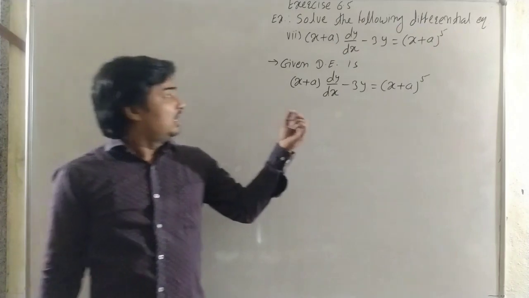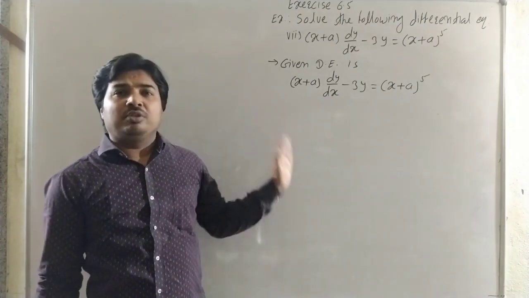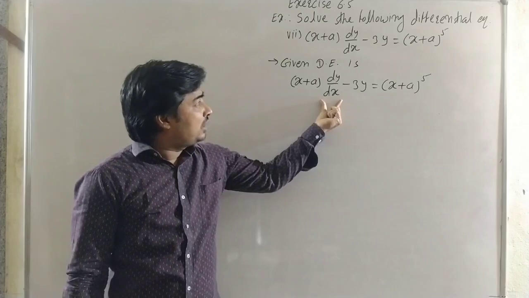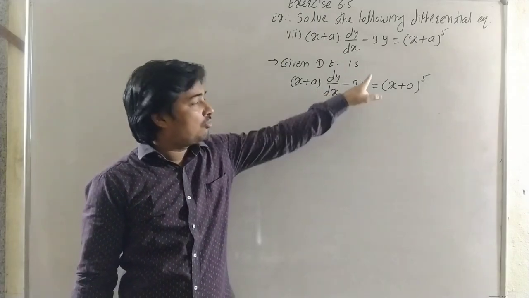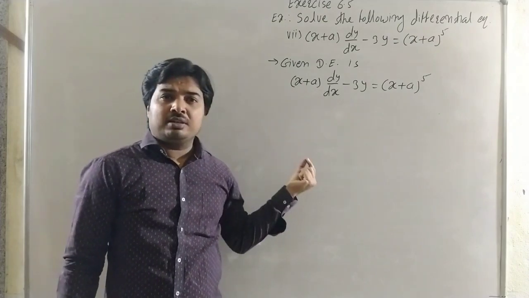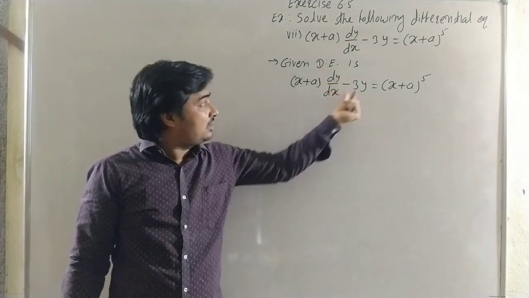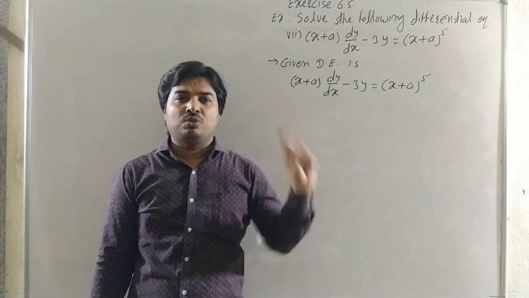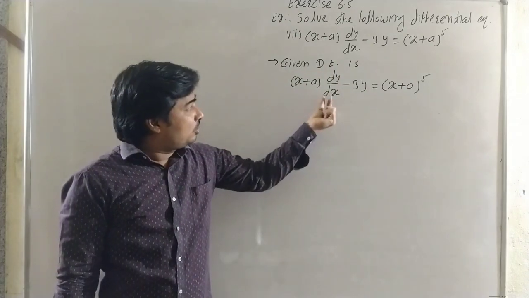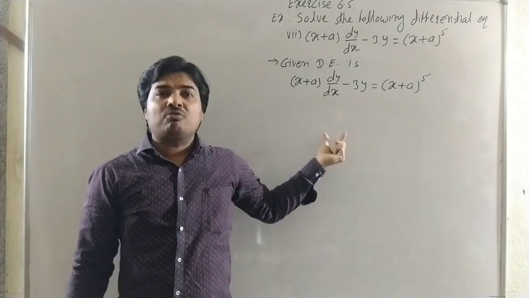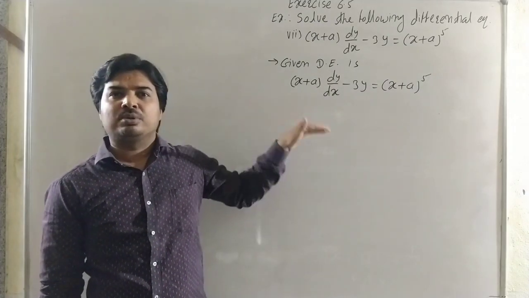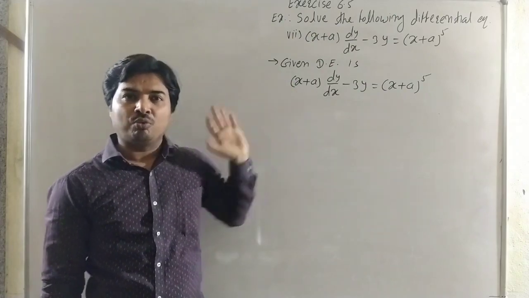Now here it is a linear differential equation in y, because the power of dy/dx is 1 and the power of y is also 1. So the degree of the term dy/dx and the degree of y is 1. So it is a linear differential equation in y. And one more condition: dy/dx and y are not multiplied together.